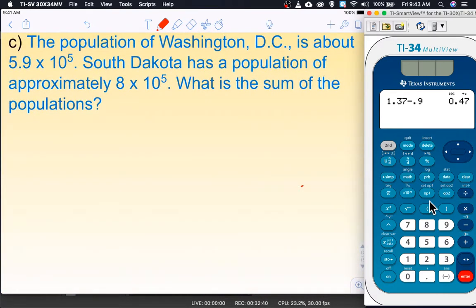Letter C. I would like you to do this problem, so go ahead and pause the video. It says here the population of Washington, D.C. is about 5.9 times 10 to the 5th. South Dakota has a population of approximately 8 times 10 to the 5th. What is the sum of the populations? All right, so now you can pause the video, try it on your own. When you're ready to continue, hit play, and we will go through it together.